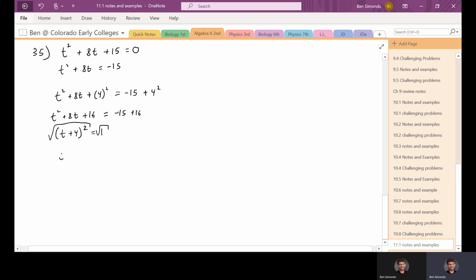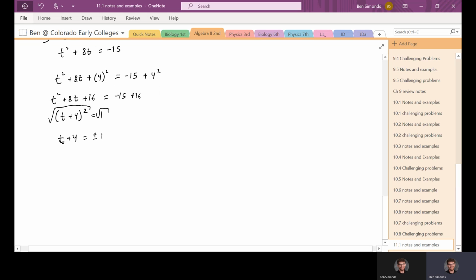And square root and squared cancel, giving us a regular t plus 4 over here. And we have a positive or negative 1 over here. We don't know. Could be either way. So we got to do both. And that gives us that t equals negative 4, right? Because we had to undo the plus 4 with a minus 4. And we still don't know if that 1 is positive or negative. So t could be negative 3 if 1 is positive. Could be negative 5 if 1 is negative. We don't have any idea. Could be either way.